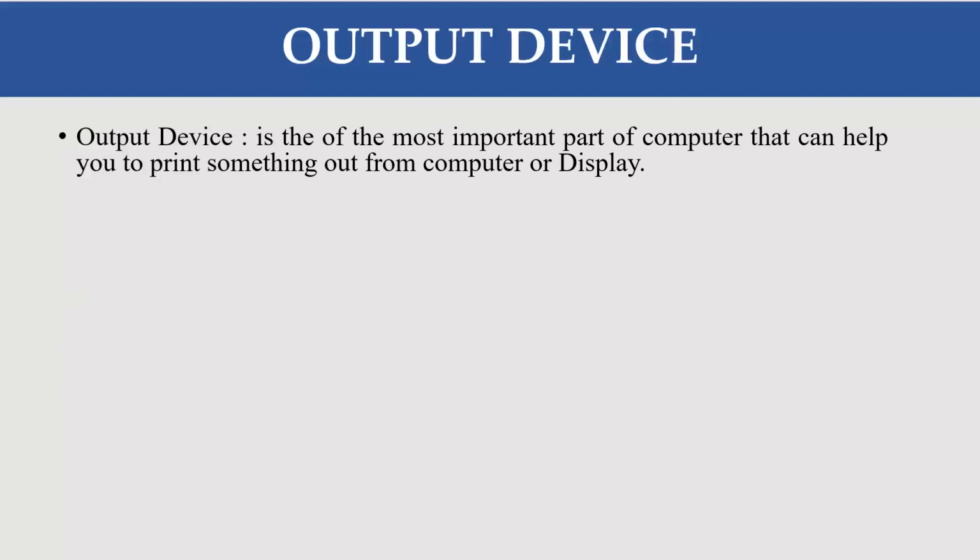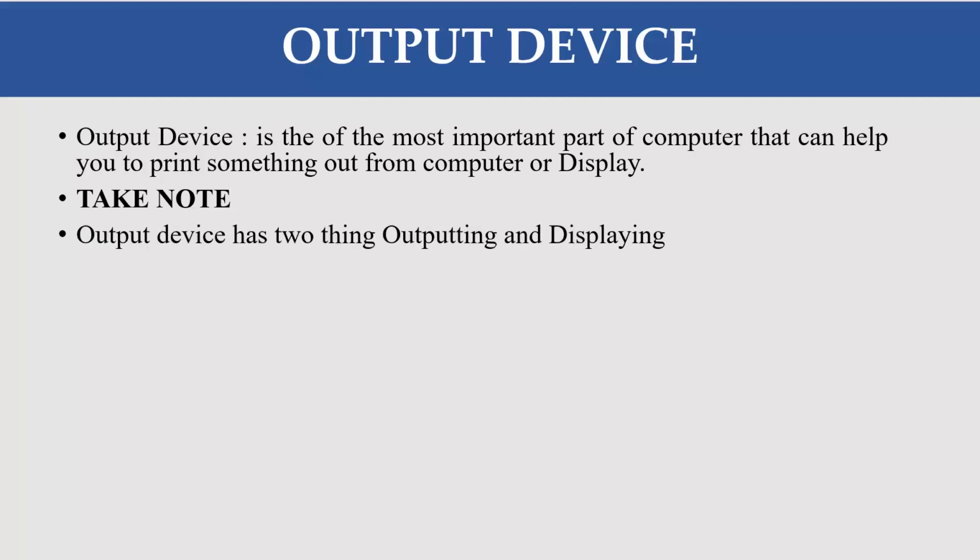Then when we talk about output devices, they are devices that we use to display what we have inputted, and after it has been processed, either we display it or we bring it outside the computer, that is by printing it. So these output devices have two things. Some of the devices, we use in printing out the document or bringing what we have inserted outside the computer, while some we use for display.